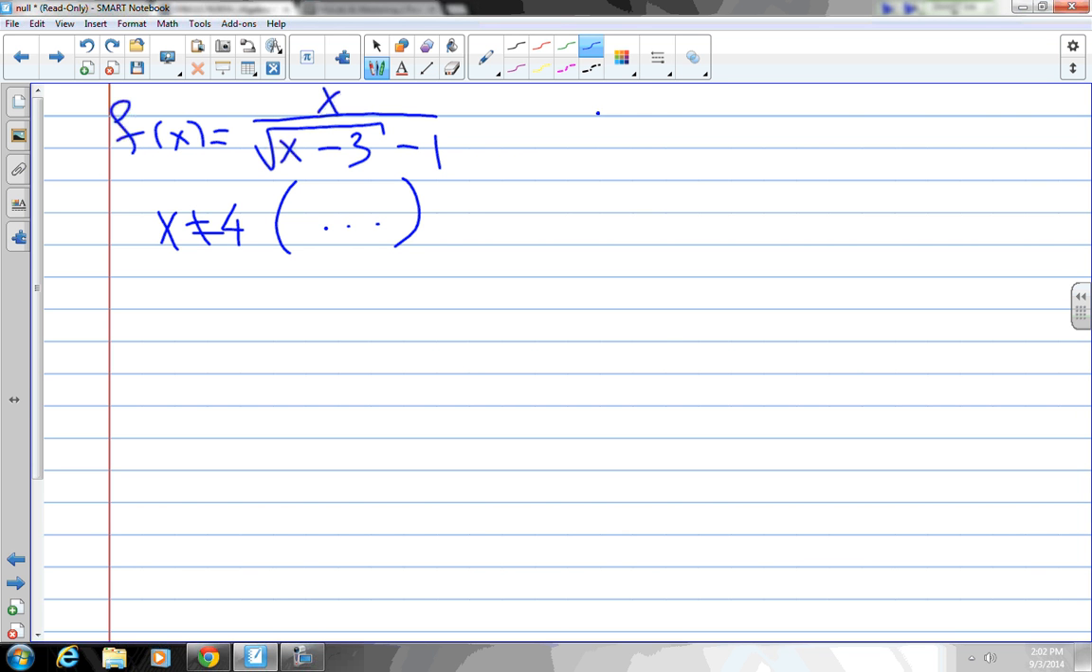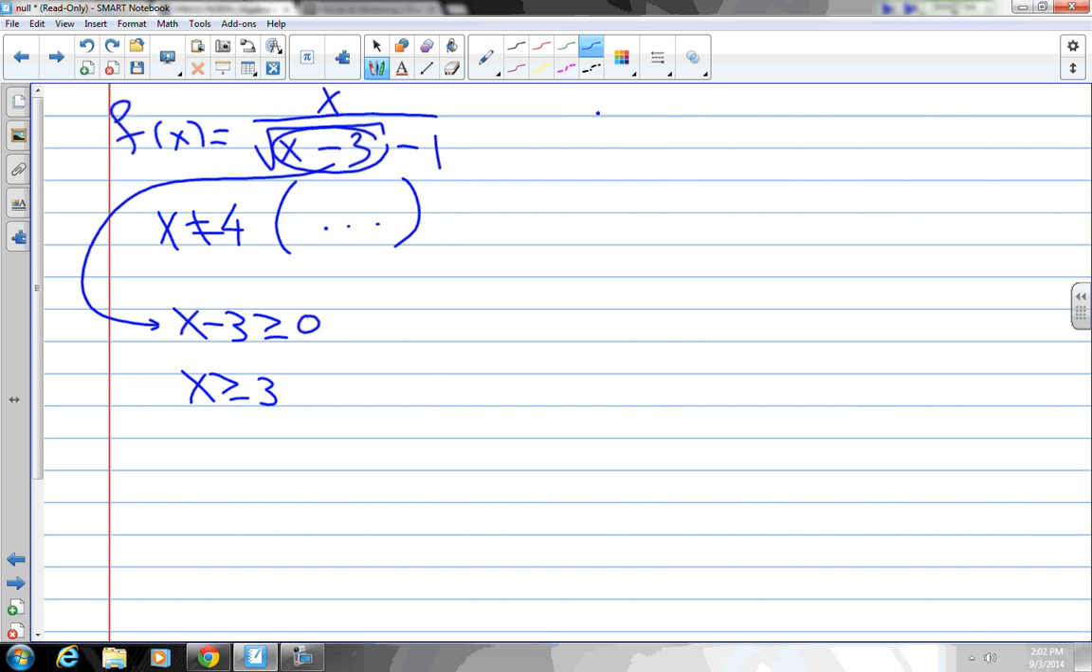Now, what else? Is there any other issue that we need to take care of? Under the square root, right? How do we avoid negatives with the square root? What do we need to do with x minus 3? Yes, x minus 3 greater than or equal to 0. And then we solve that. That's easy to solve: x is greater than or equal to 3.